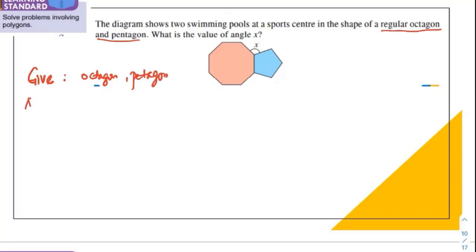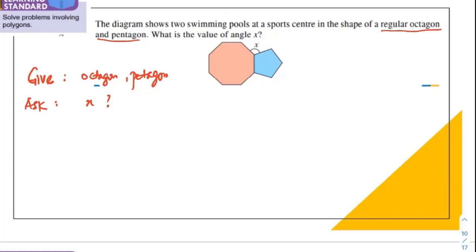So they give the octagon and they give the pentagon. Then what do they ask for? Sorry, Lara? The value of angle X. They ask to find the angle of X. So how to determine the angle of X? Just now I mentioned this is an exterior angle.